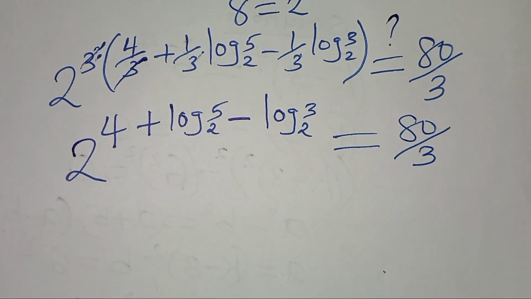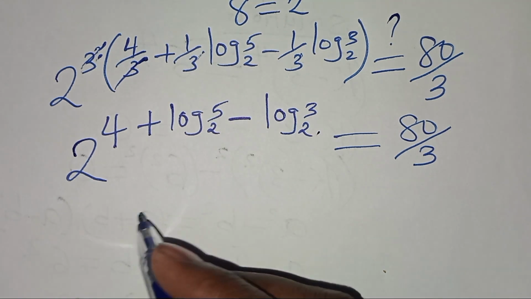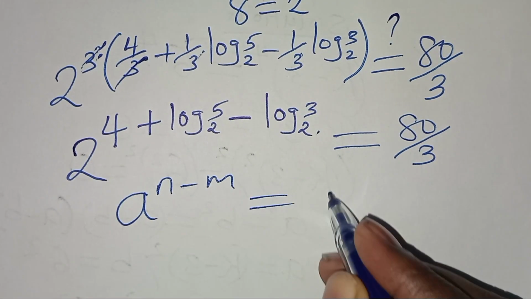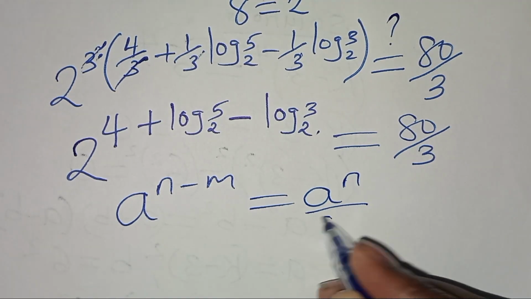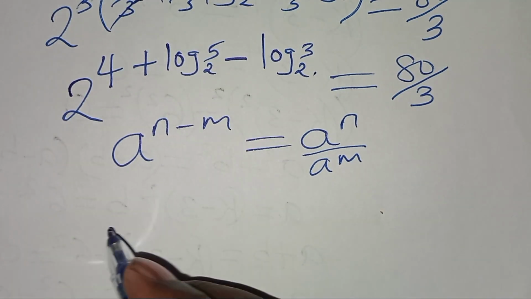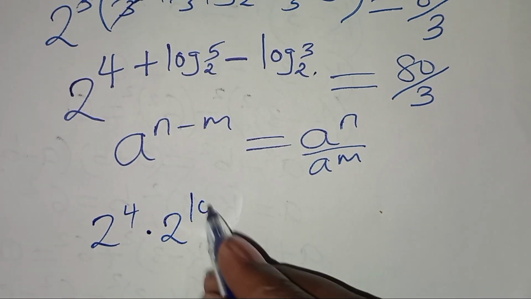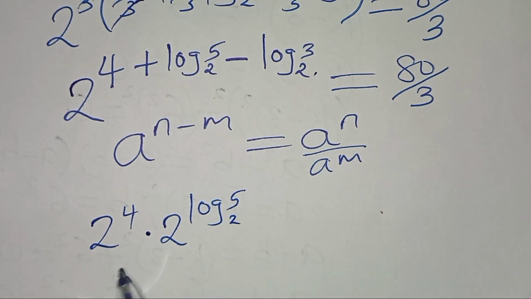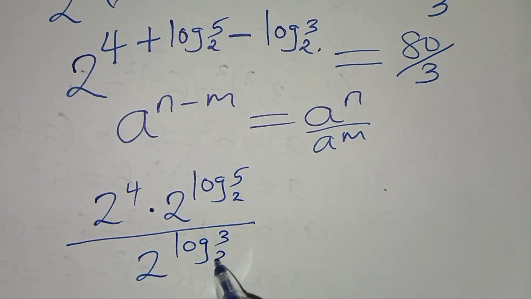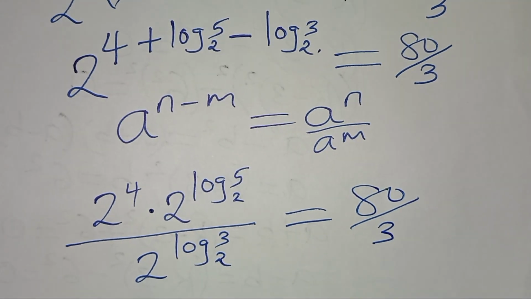The next step here, you find that 2 to the power 4 plus log 5 to base 2 subtract log 3 to base 2. This is in the form of 8 to the power n subtract m, which we can express as 8 to the power n divided by 8 to the power m. Now applying this exponent property, we'll have 2 to the power 4 multiplied by 2 to the power log 5 to base 2 divided by 2 to the power log 3 to base 2. This should give us a value of 80 divided by 3.